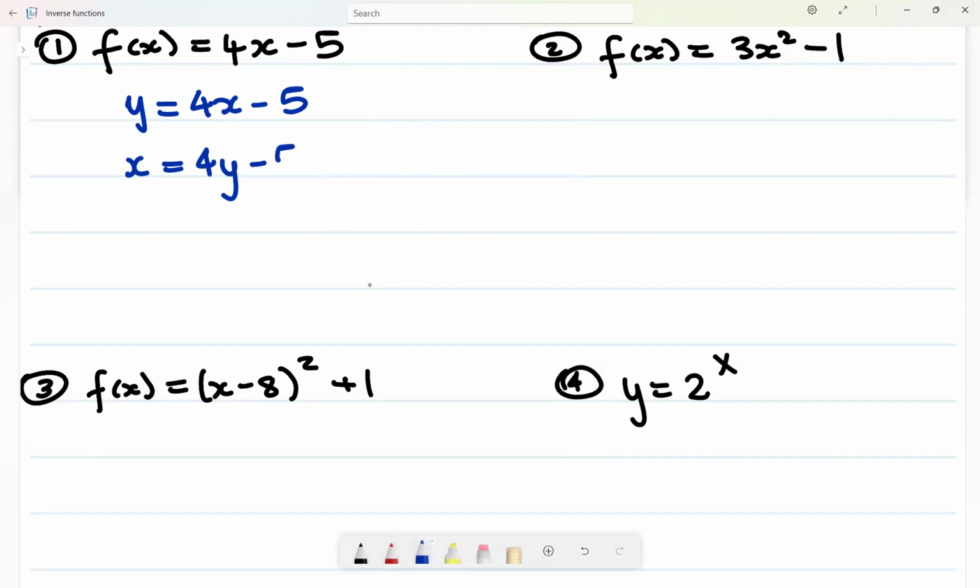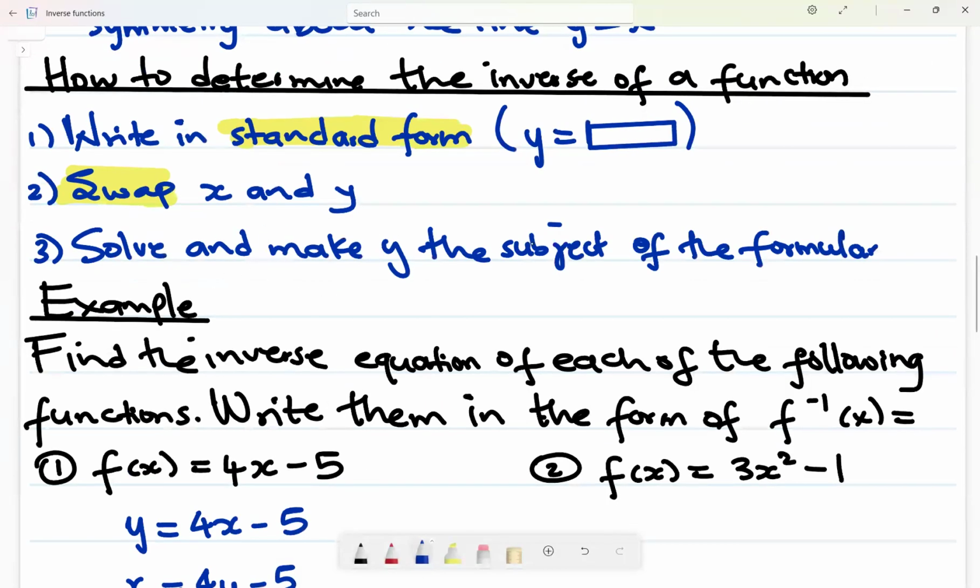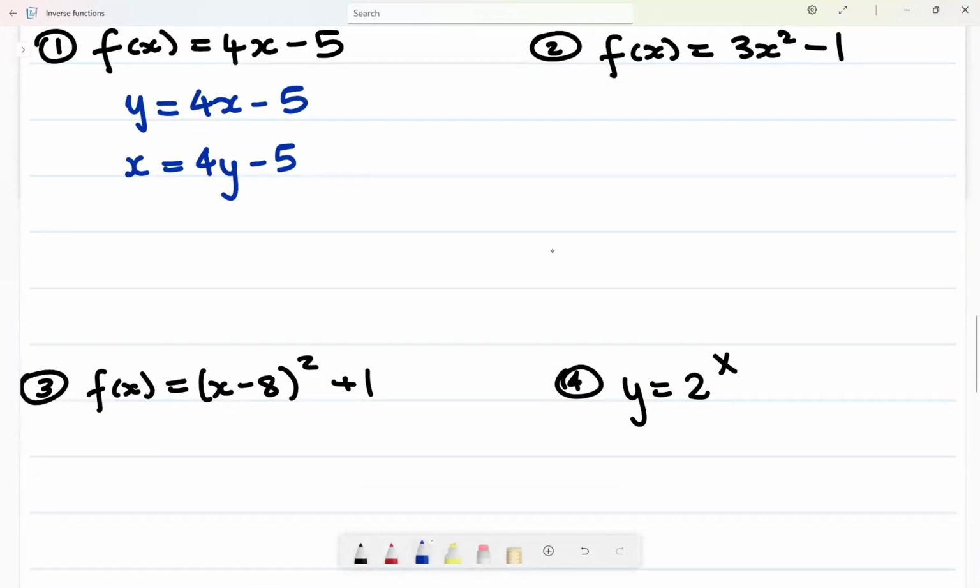Then minus 5. Then remember the last step, which is to always find y. Solve and make y subject of the formula. How interesting. Make y subject of the formula. So how can I do that? I'll try to isolate y by taking the negative 5 to the other side so that it becomes x plus 5 equals 4y. Now, how do I get y by itself? By dividing by 4.